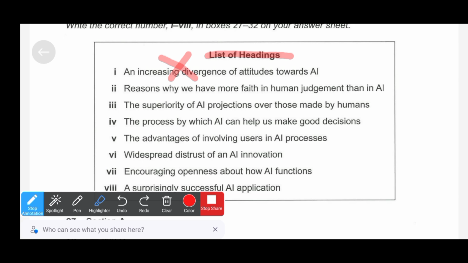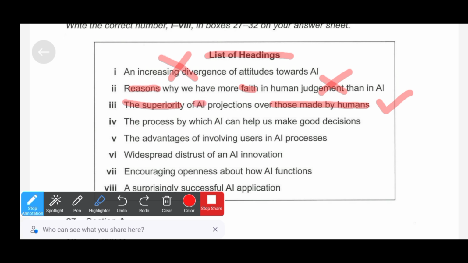The first one is wrong because of "an increasing diversity of attitudes"; there are no attitudes and reasons in the paragraph. So guys, there were no reasons in the paragraph, so this one is also wrong. "The superiority of AI projections over those made by humans." Yes guys, this looks similar. You can mark it down and read the others also.